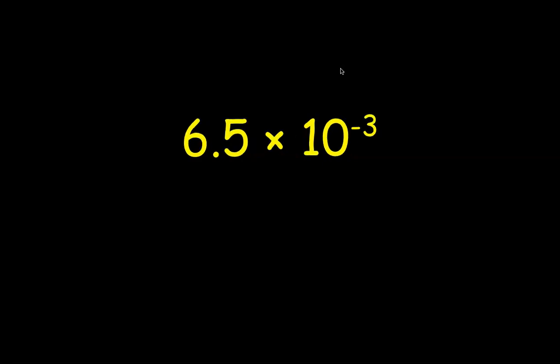0.0065. Pause and resume when ready. Right. If I ignore the 5, I would have 6 times 10 to the minus 3. So 6.5 times 10 to the minus 3.